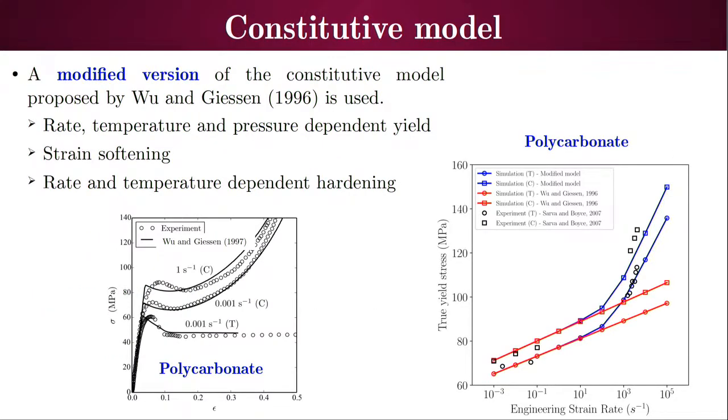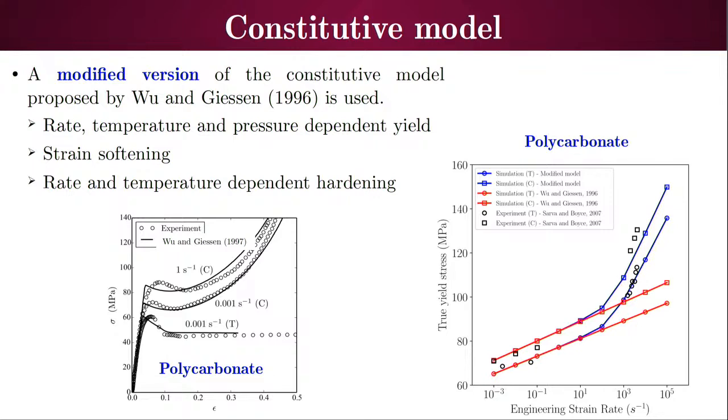Okay. Now, in order to simulate this model, we use a constitutive model given by Wu and van der Giesen 1996. It depends upon a model given by Boyce in 1998, which was a very simple model, but it can take care of almost all kinds of things: rate and temperature dependence, pressure dependent yield, strain softening, and rate and temperature dependent hardening. It can take care of all these things. These are some of the calibrations. The model is calibrated against the experimental data for polycarbonate, and the rest of the simulations we will be doing only for polycarbonate. This model has a problem.